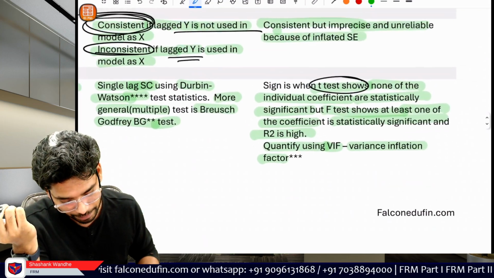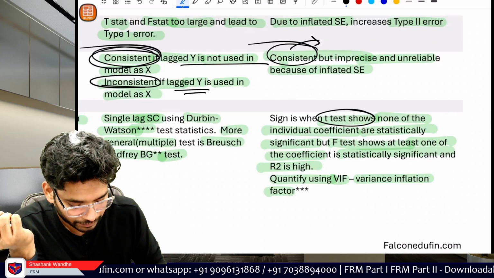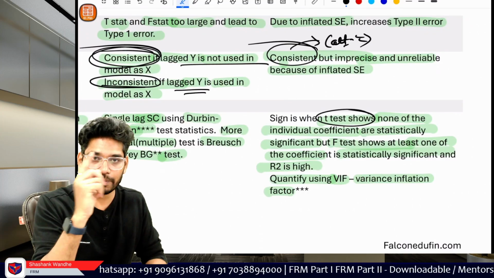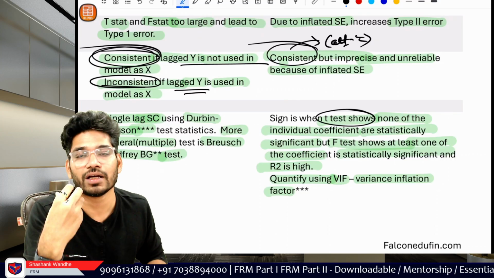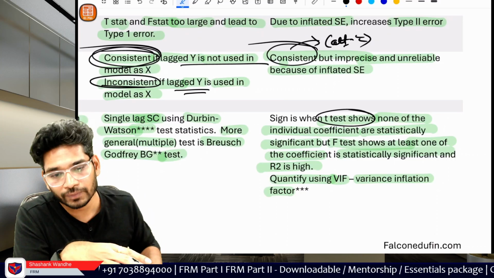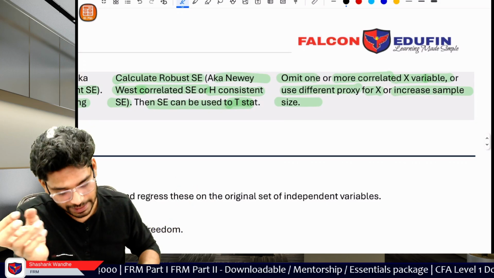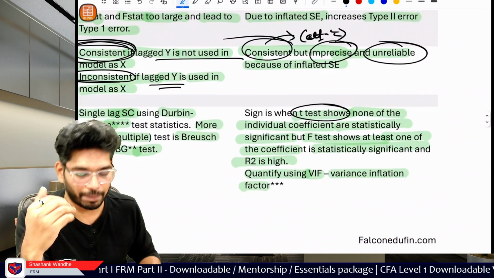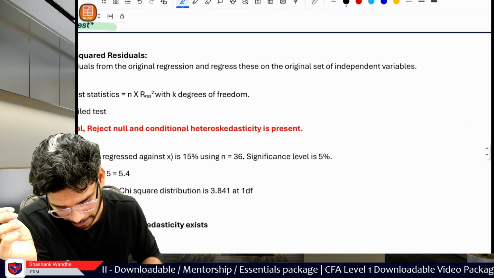Why can you increase the sample size? Because this is consistent. Remember this, the coefficient being consistent means that as you increase the sample size, you will get better accuracy. Because here the coefficients are consistent, you can always correct your model by increasing the sample size. Okay. The imprecise and unreliable part will be gone by increasing the sample size. Okay. So I hope you understood this particular part.